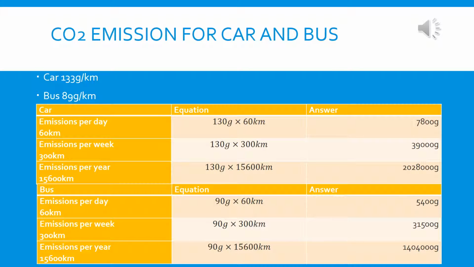Children would be encouraged here to work by themselves to problem solve the CO2 emissions, with the teacher monitoring and offering help where needed. For the first problem in this step, I show the children an example on the board. Complete the car emissions per day using the correct terminology and working out 130 grams multiplied by 60 kilometres.